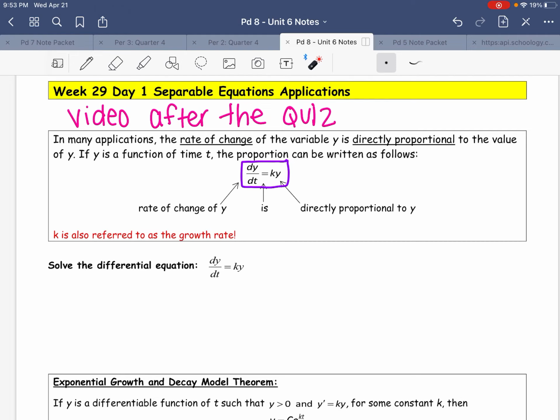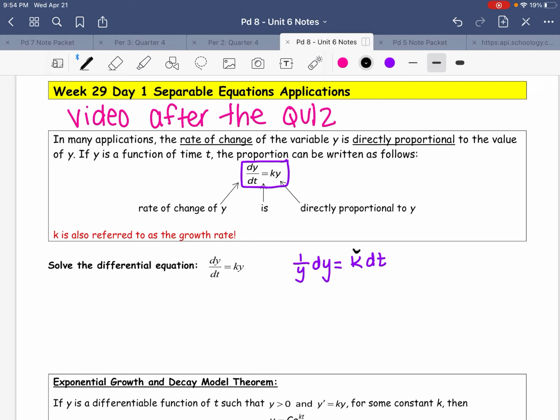So let's just take this first one, and it says solve the differential equation. You should have done this on your quiz. We're going to separate and integrate. So to separate, I am going to divide both sides by y. So 1 over y dy. On the right side, I'm going to keep the k. It's just a constant. And I'm going to bring dt over there. So now I'm putting y's on one side, t's on the other side.